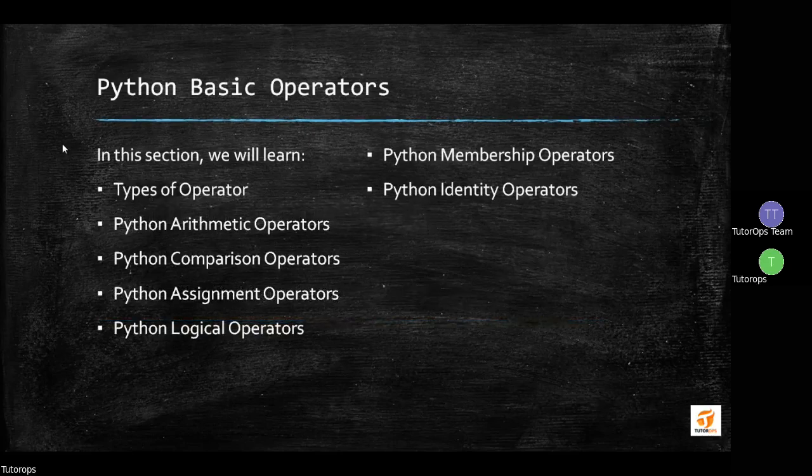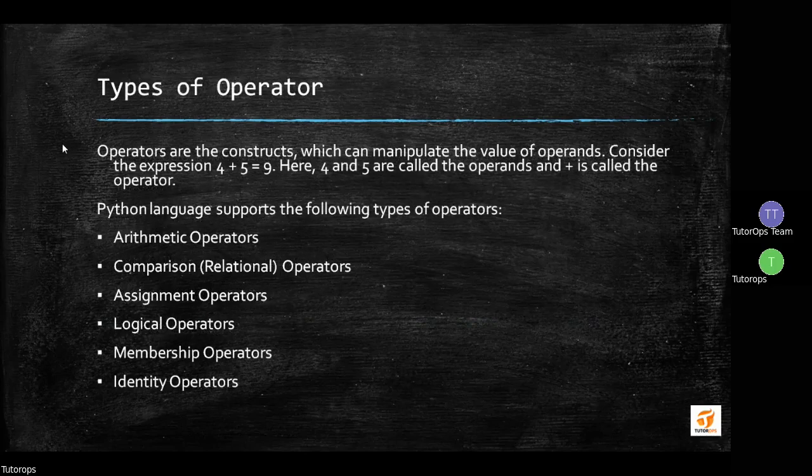Today we'll learn about the basic operators, types of operators: Python arithmetic operators, comparison operators, assignment operators, logical operators, membership operators, and identity operators. Operators are the constructs which can manipulate the value of operands. Consider the expression 4 plus 5 equal to 9. Here 4 and 5 are called the operands and plus is called the operator.